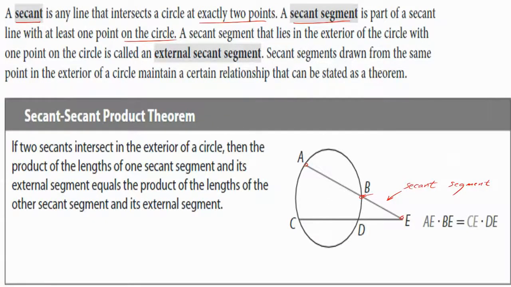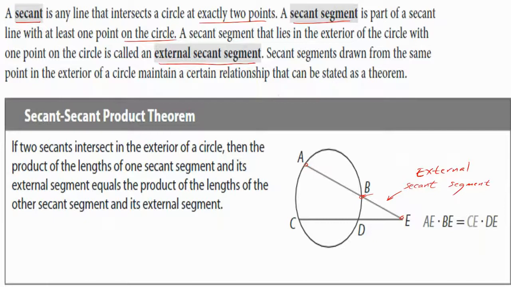Now, a secant segment that lies on the exterior of the circle with 1 point on the circle is called an external secant segment. So this is the external. I guess we could say the secant segment could be inside or outside, but more explicitly, external is the one on the outside. Now, secant segments drawn from the same point in the exterior of a circle maintain a certain relationship that can be stated as a theorem.